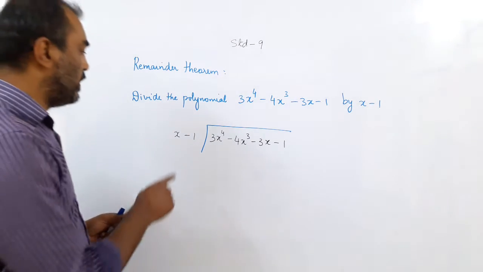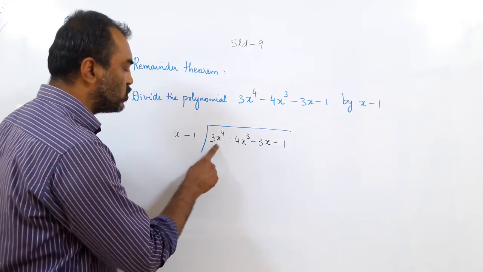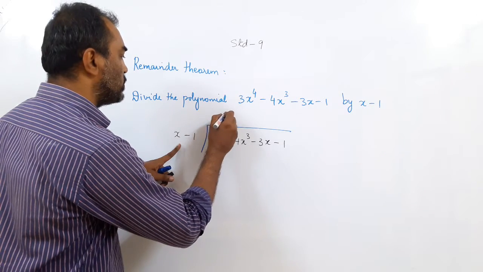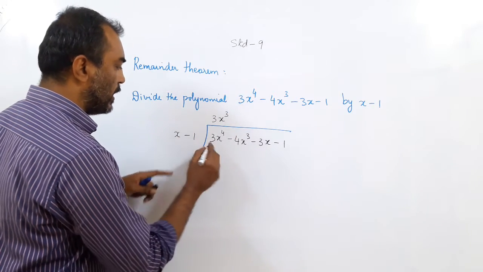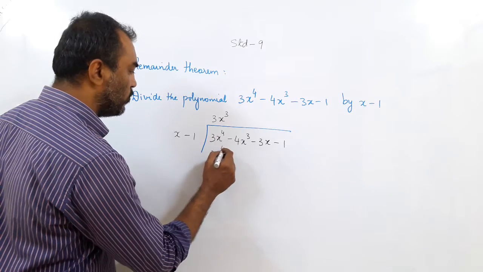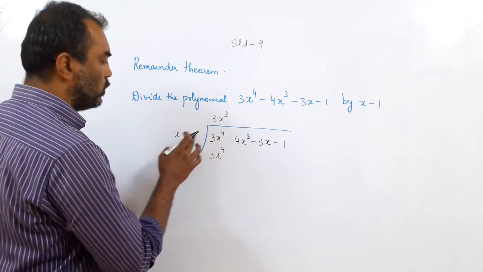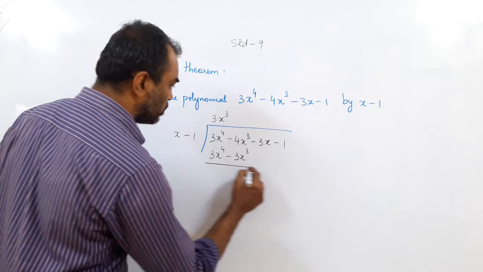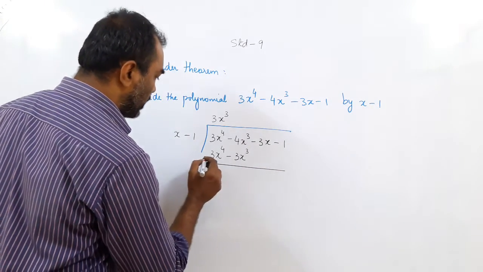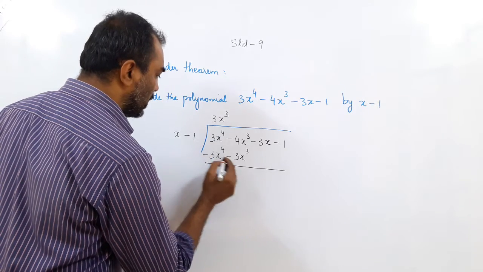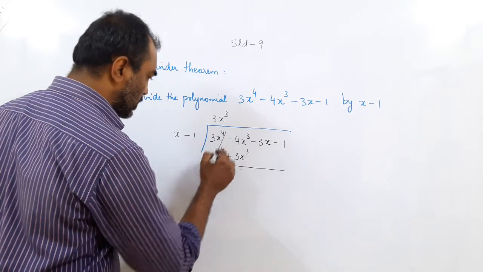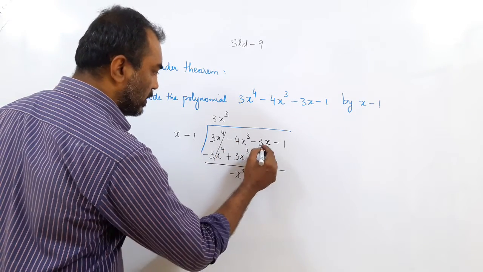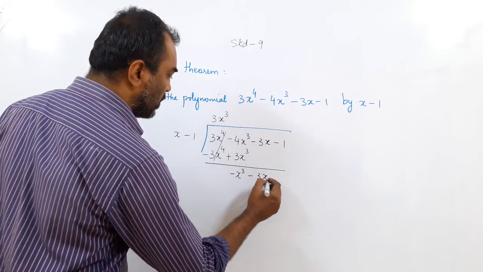Now I begin. How does x become 3x raised to 4? What should I multiply? So I multiply by 3x cube. So 3x cube into x becomes 3x raised to 4. But 3x cube into minus 1 becomes minus 3x cube. Changing of the signs, we have to subtract this. So positive becomes negative, negative becomes positive. So this gets cut. Minus 4 plus 3 is minus 1 x cube. I bring this down, minus 3x.